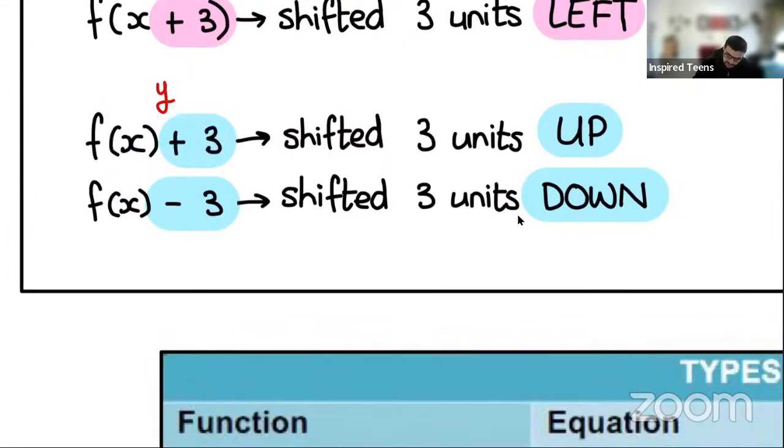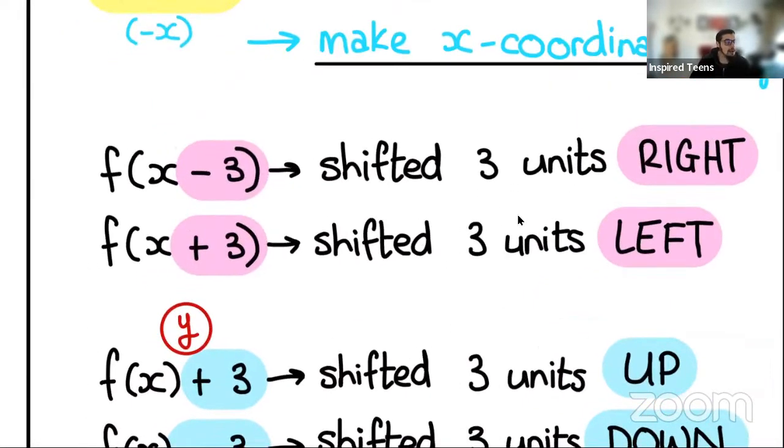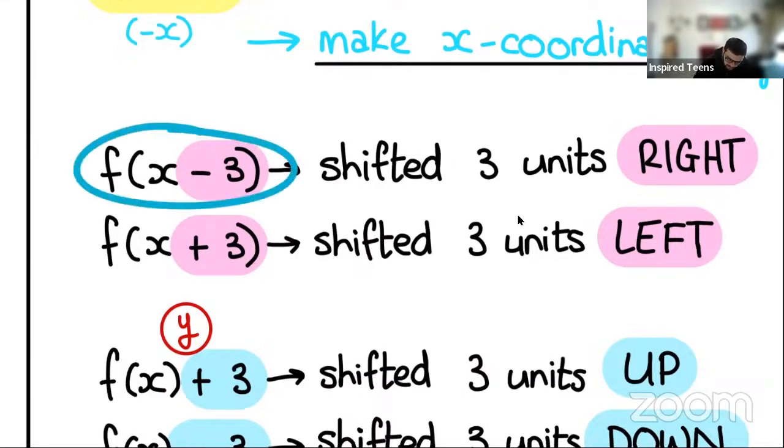And the same thing applies for the second line. F of x minus 3 is the same thing as y minus 3. So we're making a change to y. But let's have a look at when the change is inside the bracket. When the change is inside the bracket, it's not a change to y, it's a change to x actually, because this is not f of x.